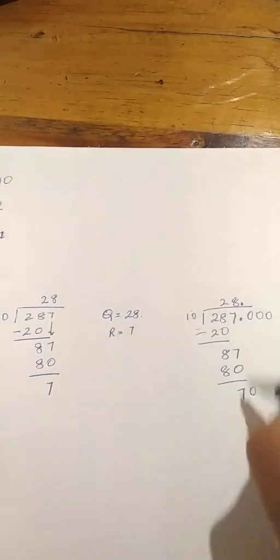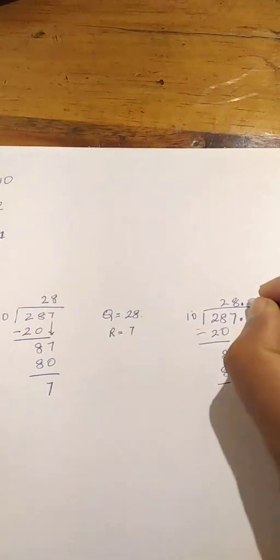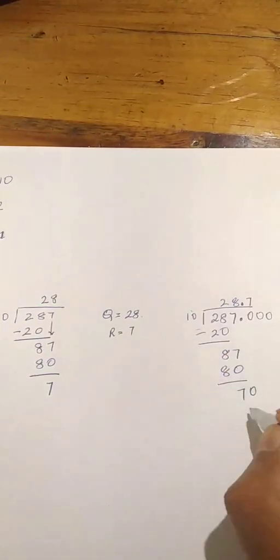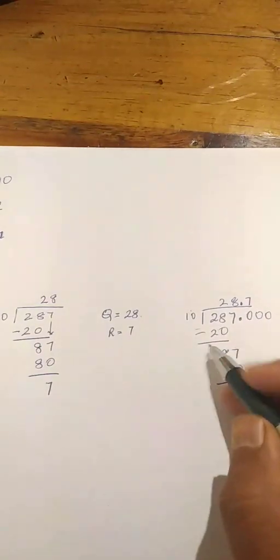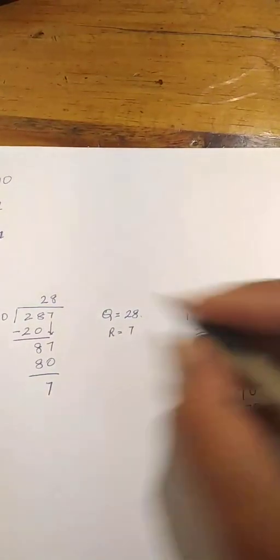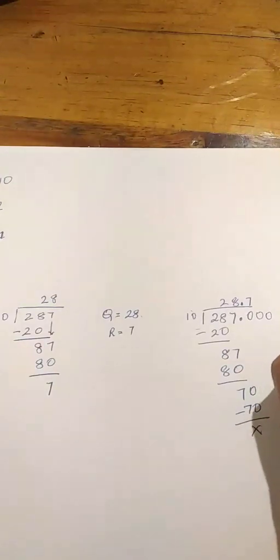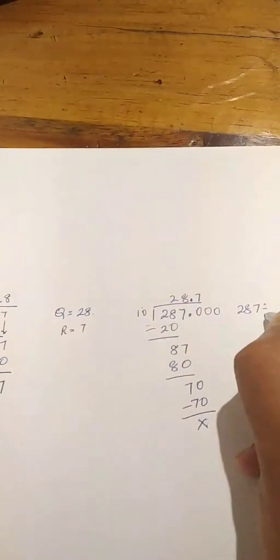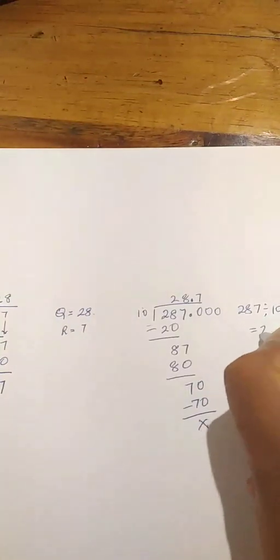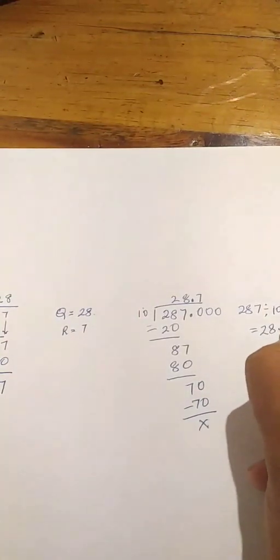How many times does 10 go into 70? It goes 7 times. We get 70, and we have now completed it. So 287 divided by 10 is equal to 28.7.